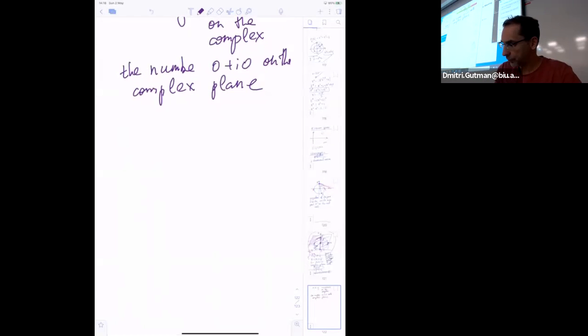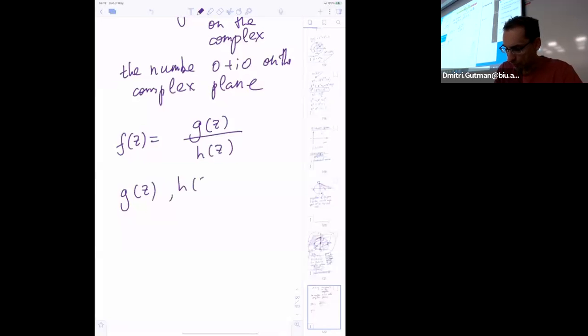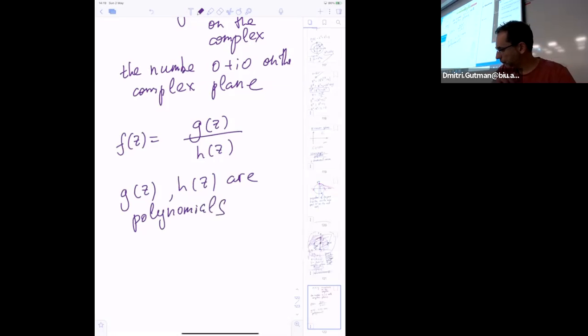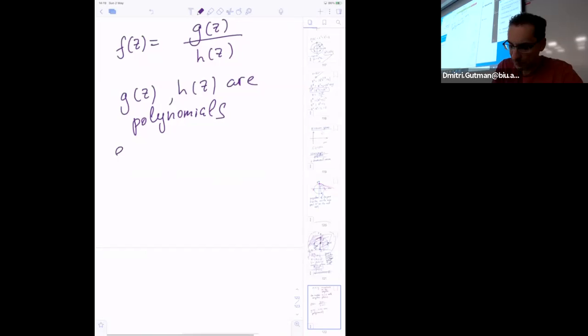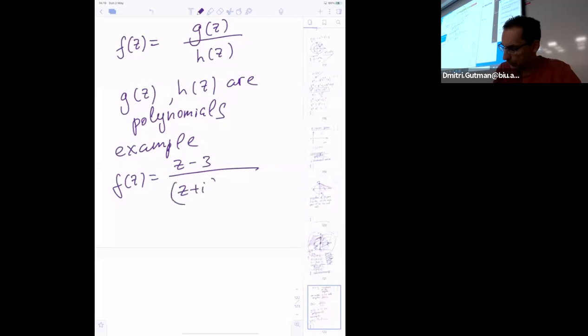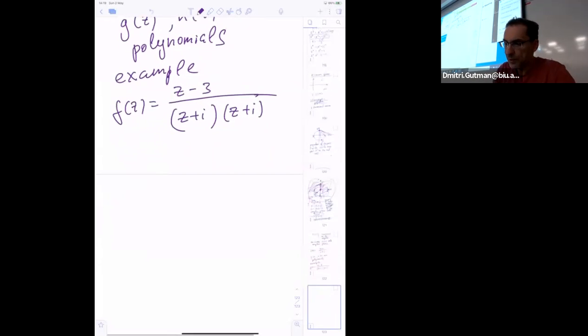Let's discuss a function f of z, which is a ratio of two polynomials, g of z and h of z. g of z and h of z are polynomials. For example, let's consider some very simple example: the function f of z, which is z minus 3 divided by z plus i, z plus i. What could we say about this function on the complex plane if we're interested in its analytic structure?